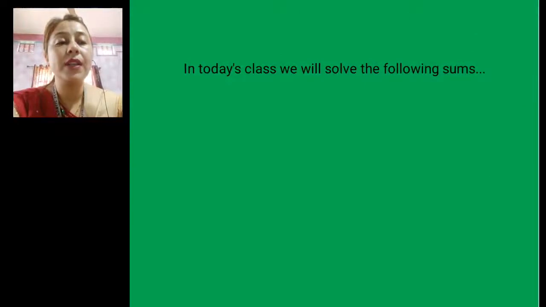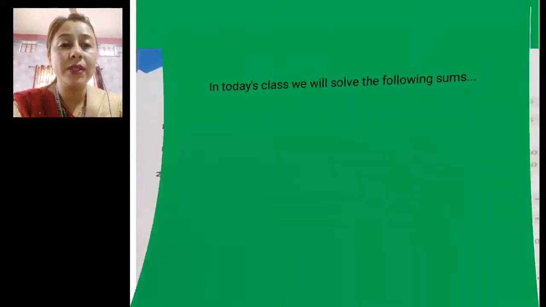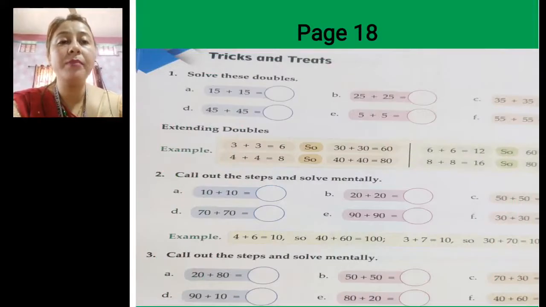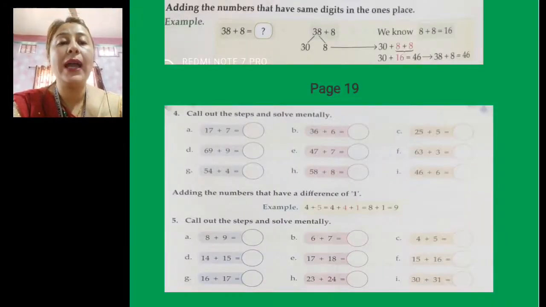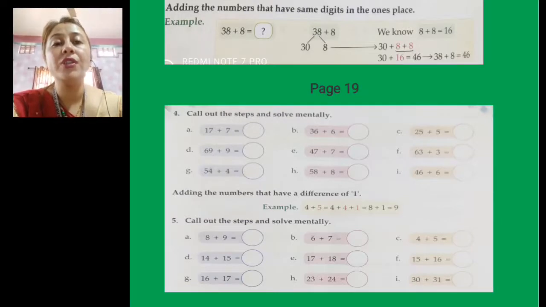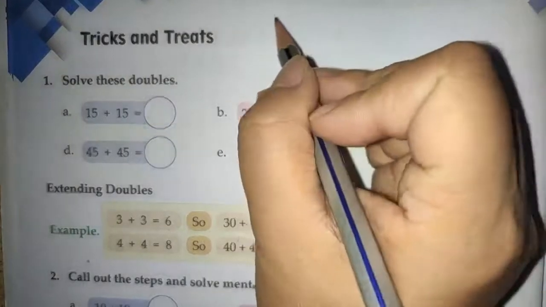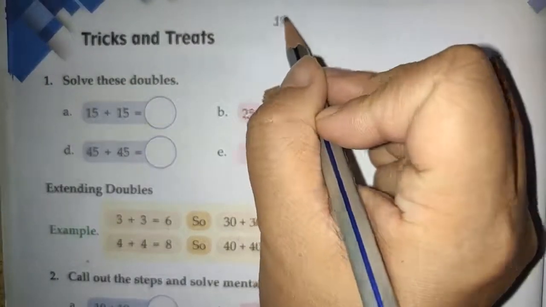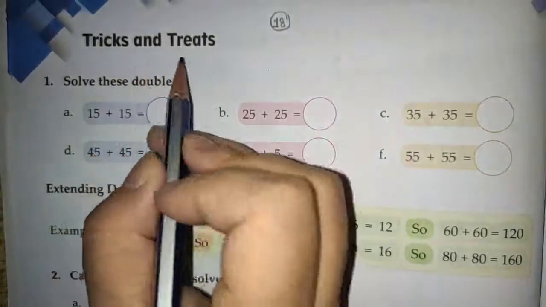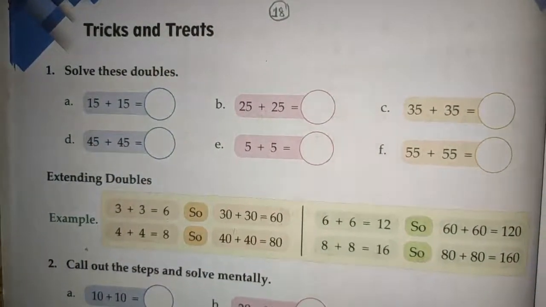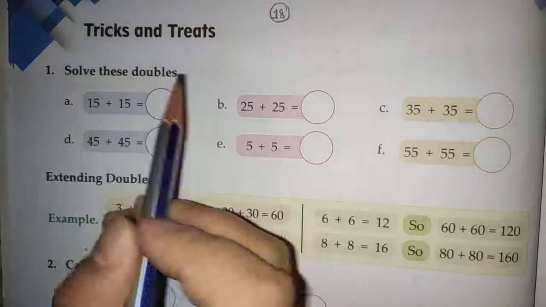In today's class, we will solve the following sums. This is from page 18. You can see Tricks and Treats. We will do 1, 2, 3, 4 and 5. Okay, children. Let us see what is there in these sums. The first question is question number 1, solve these doubles.